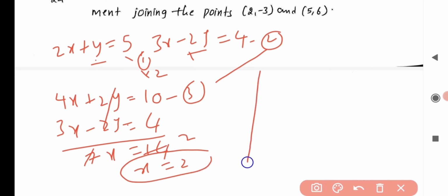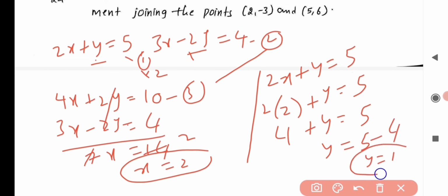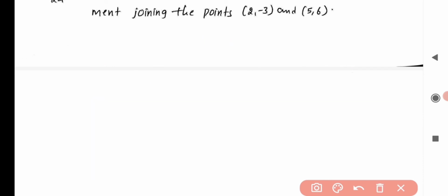Substitute the x value in equation 1 or 2, your wish. So 2x plus y equals 5, this is the first equation. 2 into 2 plus y equals 5. 4 plus y equals 5. Then y equals 5 minus 4. What is the y value? 1. This is the elimination method. Okay, next, the substitution method.